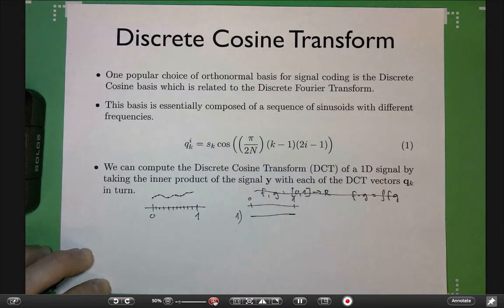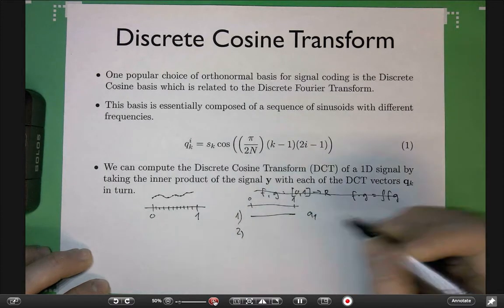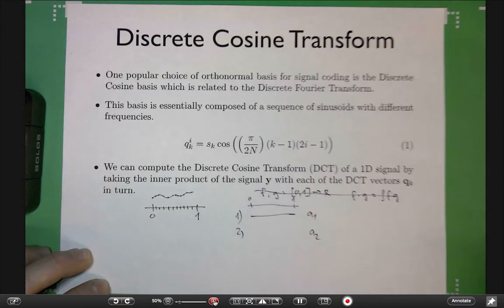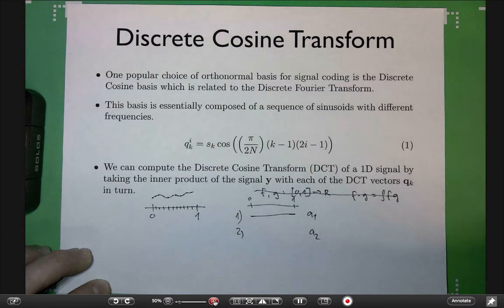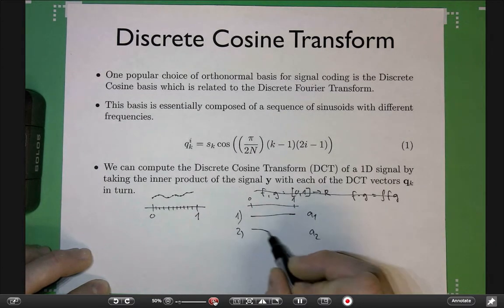It's just a constant function. That will be my q1. My q2 on the interval 0 to 1, sampled with my sampling rate. Am I making sense? Cool. What do you think will be the second one? That's a good guess, but it's actually funnier than that. It's actually just like one wave of a sine curve, like this.